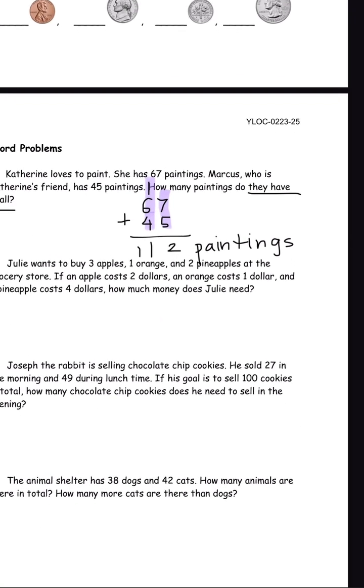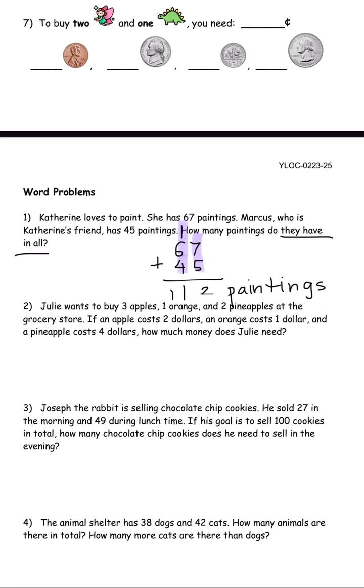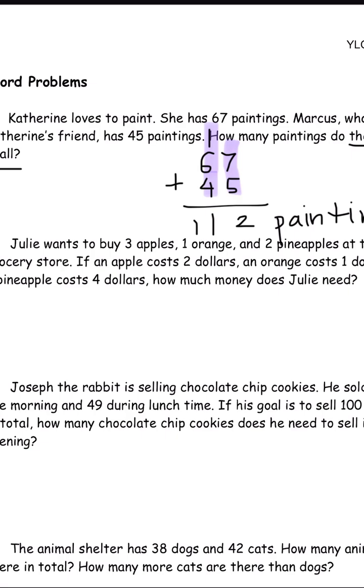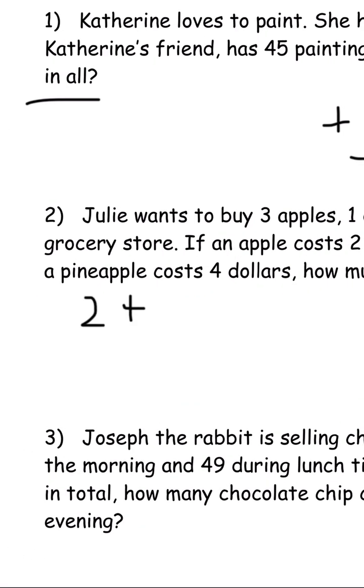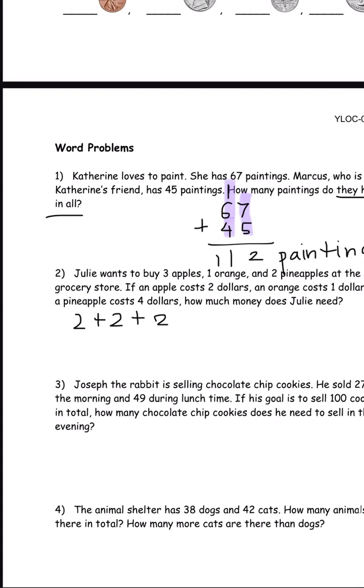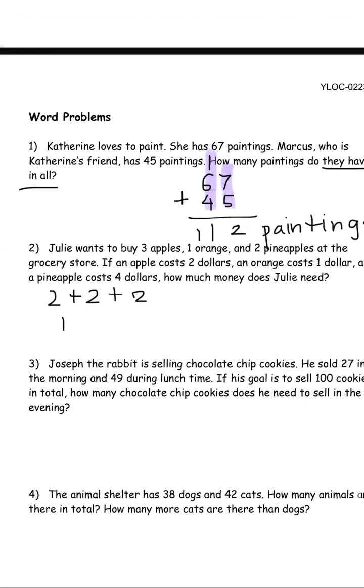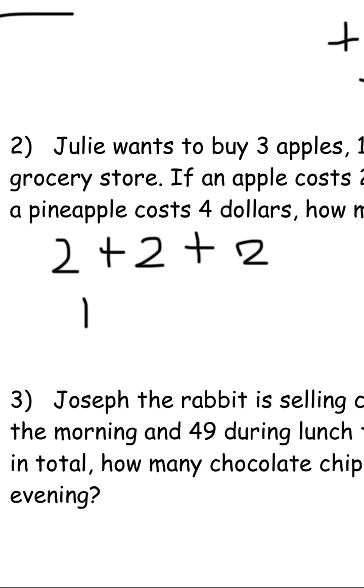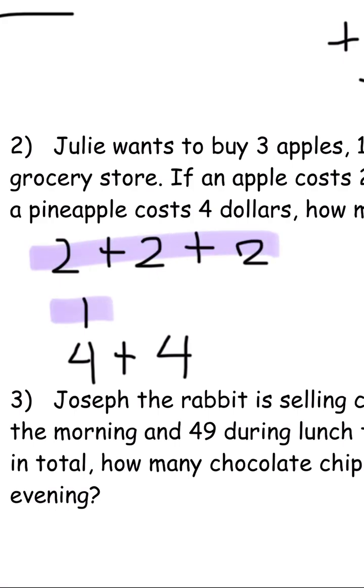Okay. And then next one, Julie wants to buy 3 apples, 1 orange, 2 pineapples at the grocery store. If an apple costs $2, an orange costs $1, and a pineapple costs $4, how much money does Julie need? So 3 apples, and an apple costs $2. So we have 2 plus 2 plus 2 for the apples. And an orange costs $1, and we have 1 orange, so that would be 1. And we have 2 pineapples, and each pineapple costs $4, so we're going to put 4 plus 4, and we're going to add up all these numbers to find the total.